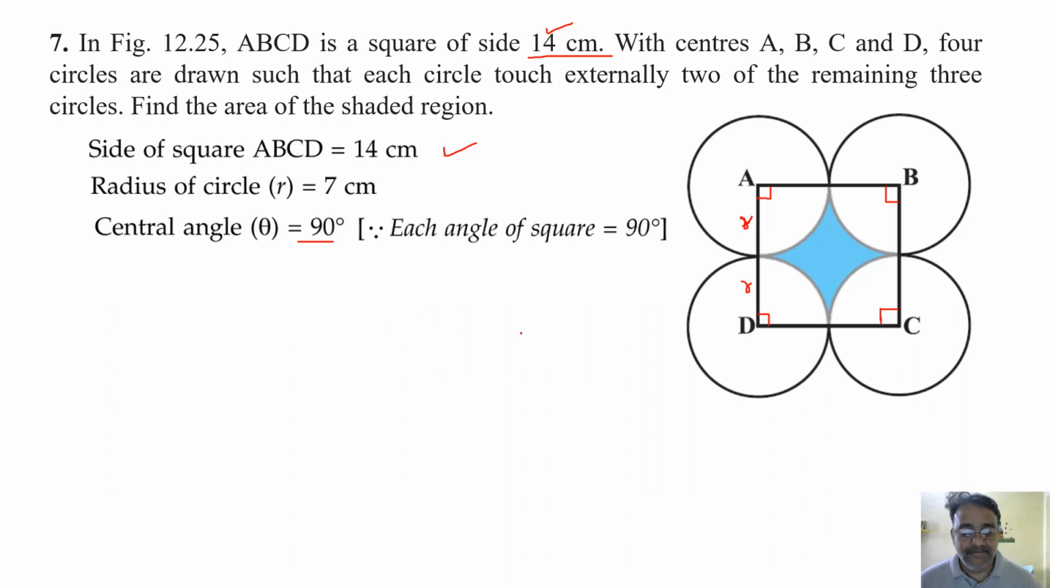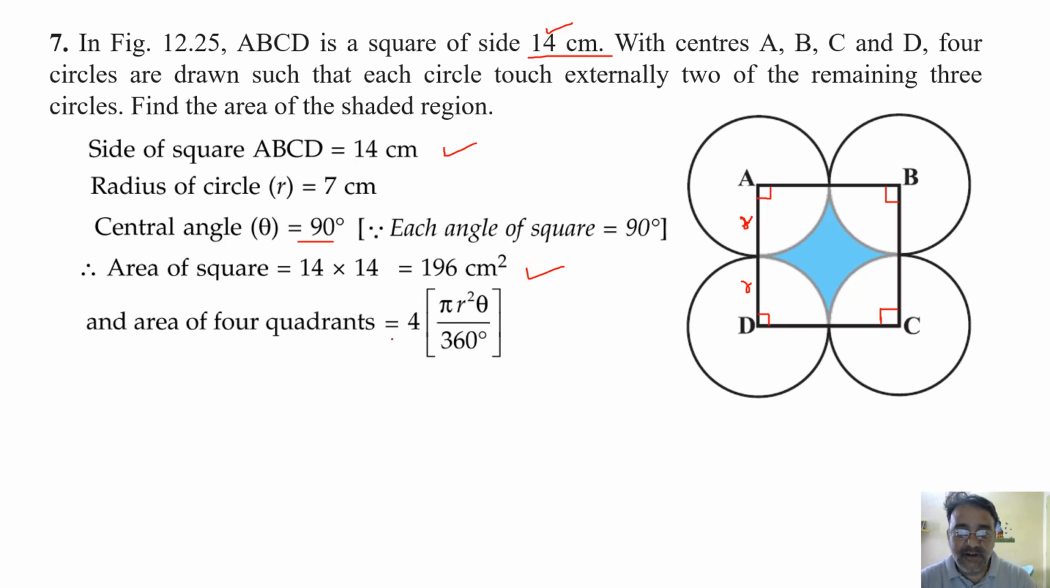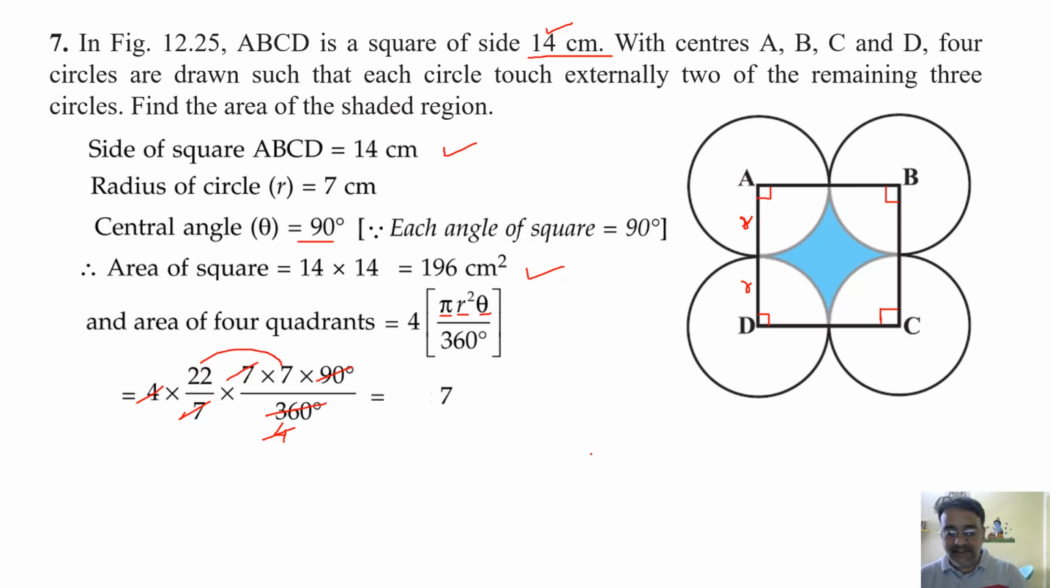14 into 14, that is 196 centimeter square, and area of 4 quadrants will be 4 into 1 by 4 pi r square. If you know the formula, you substitute directly. If you don't know the formula, you can use this sector formula by substituting theta is equals to 90 degree. क्योंकि यहाँ पे जब ये कैंसिल करेंगे तो 4 अपने आप आ जाएगा यहाँ पर. ओके, सो 4 कैंसिल, 1 7 कैंसिल, एंड वी आर गेटिंग 22 into 7, 154 सेंटीमीटर स्क्वायर.